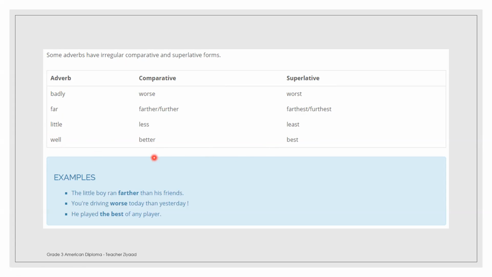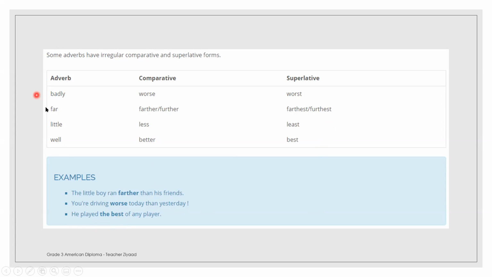And here are some examples at the bottom. The little boy ran farther than his friends. That is comparative because of the ER here. This will never change; this is just something you need to remember. Then the second one: you're driving worse than yesterday. Also, the word worse is comparative. And then the last one: he played the best of any player. Here, the best is superlative, and someone is comparing the player to the best out of his team, so it's many people. Those three examples refer to our irregular comparative and superlative forms.